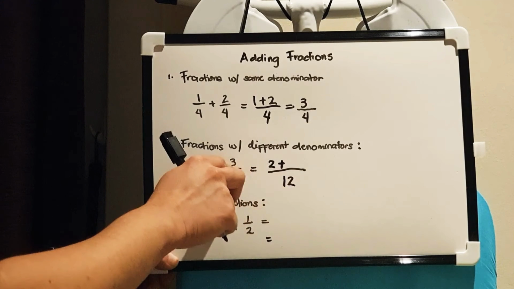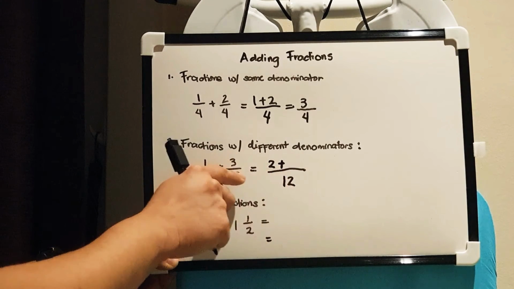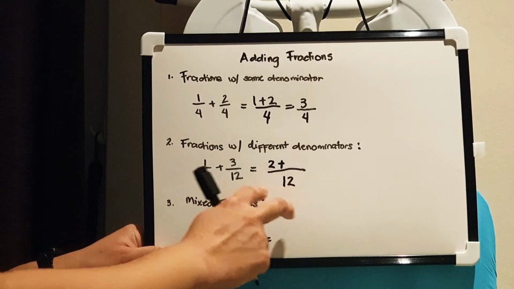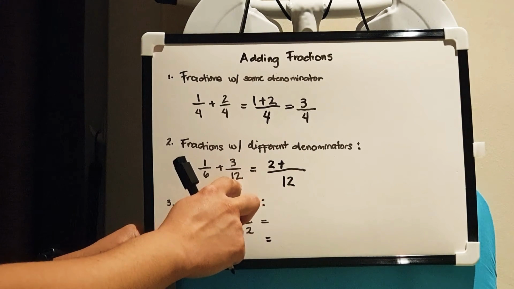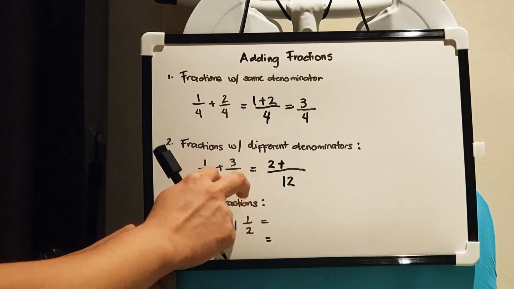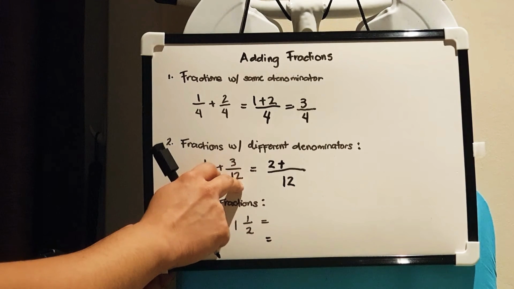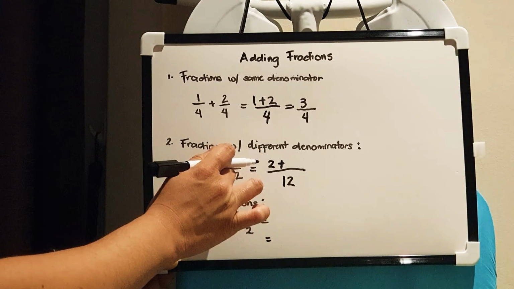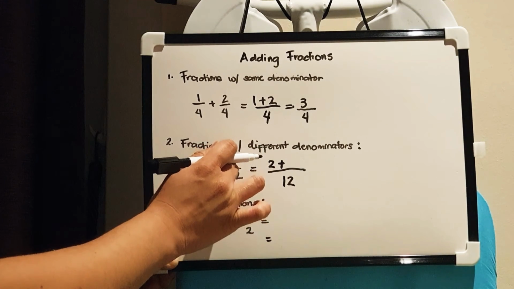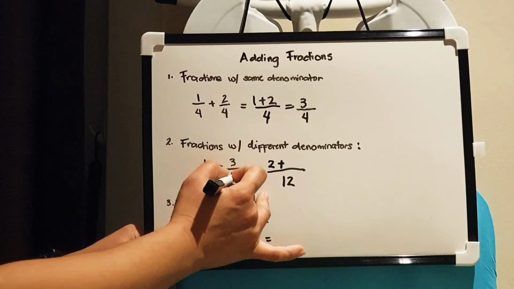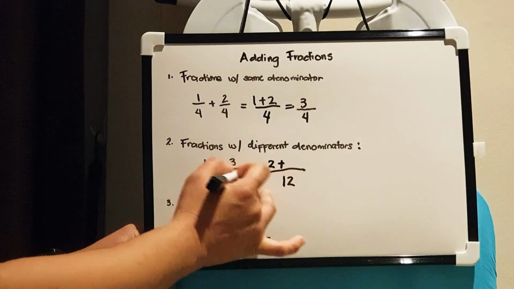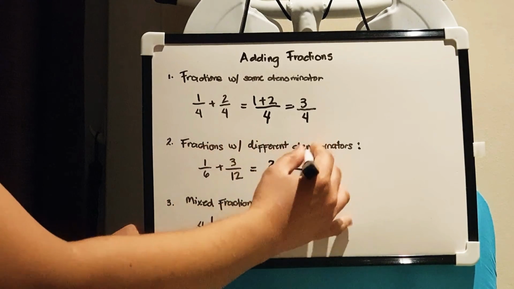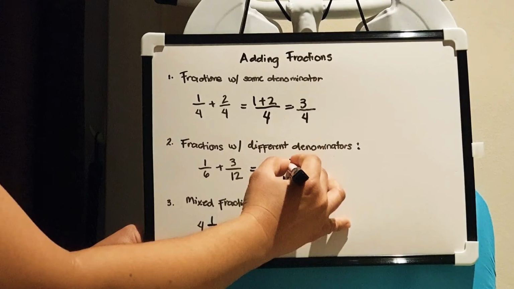Then you will solve for the second fraction. So 12 divided by the denominator of the second fraction, which is 12. So 12 divided by 12 is equal to 1. Then you multiply that answer by the numerator of this fraction. So 1 multiplied by 3 will be 3.